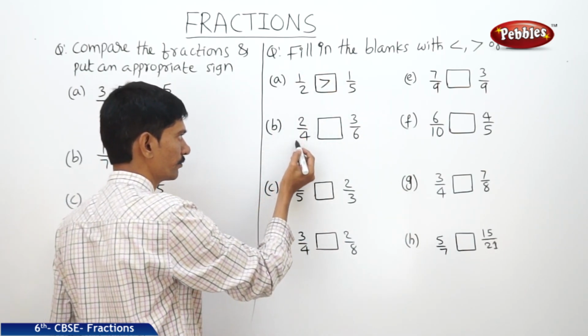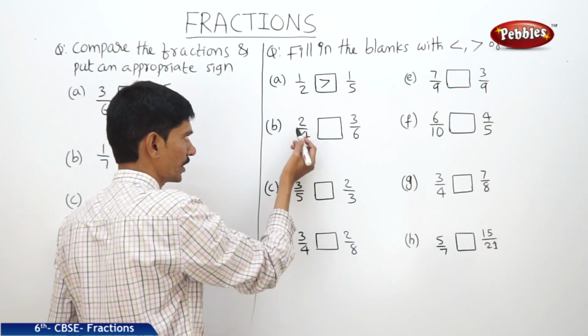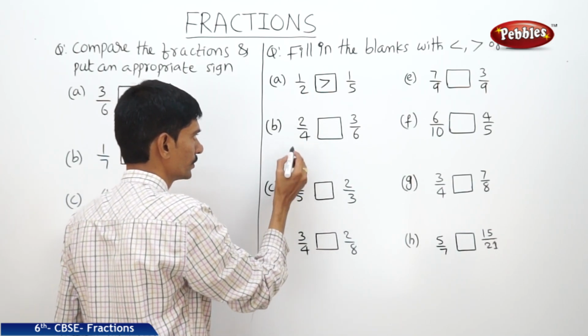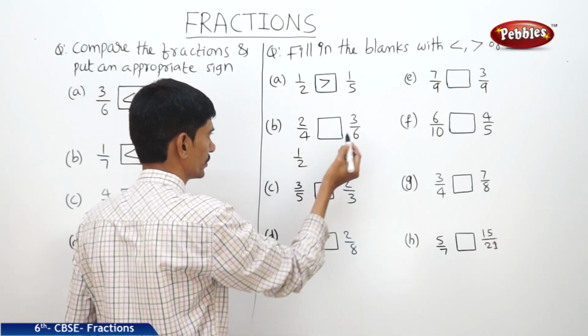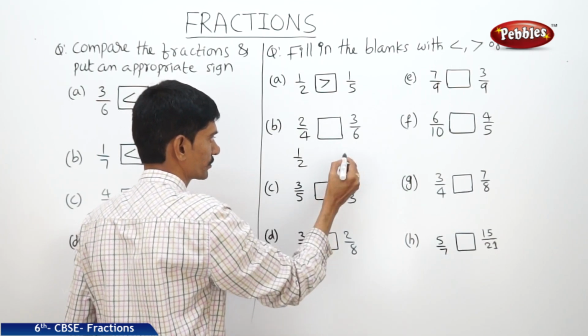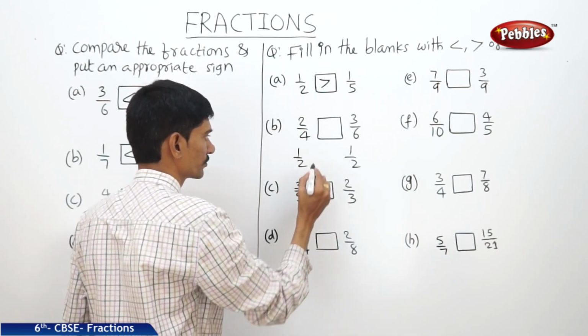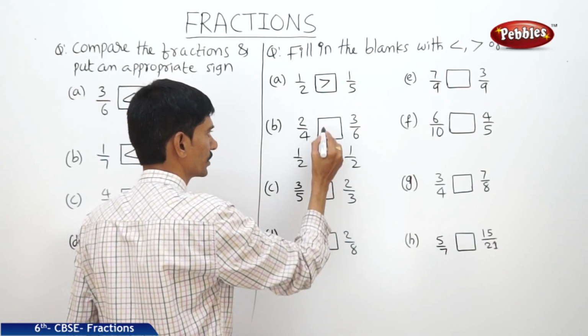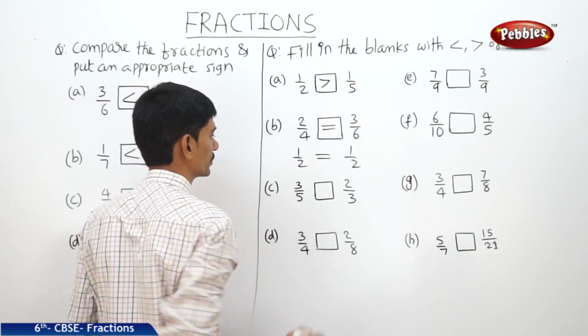Next, 2 by 4 dash 3 by 6. If we write 2 by 4 in the simplest form, we get 1 by 2, and 3 by 6 in the simplest form is also 1 by 2. So these two fractions are equal.